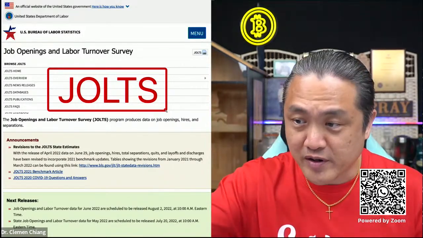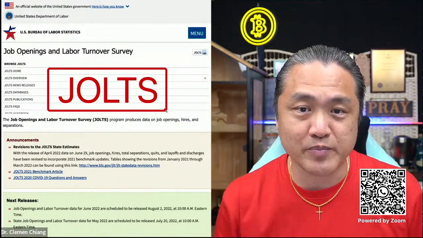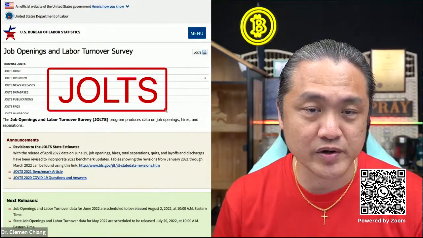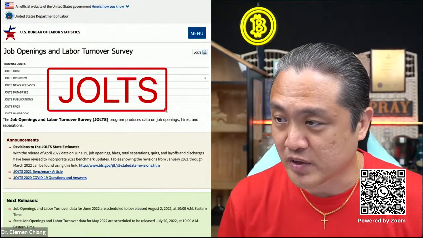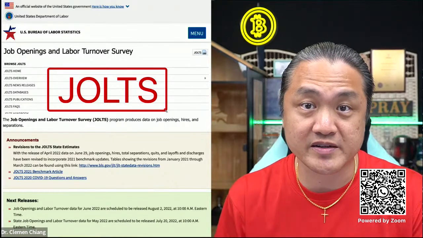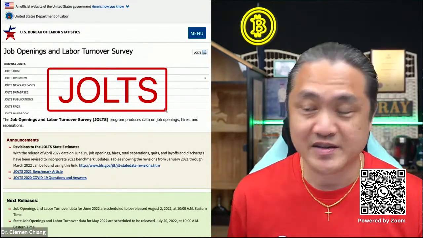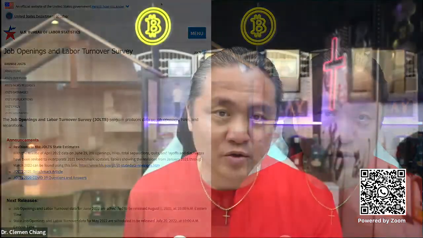Every single data point, in sequential order, is leading to the big CPI data on 13 July, and then on 27 July, that will be the FOMC interest rate hikes. As you can see, this is the latest, all right? So just go and catch up on the article.